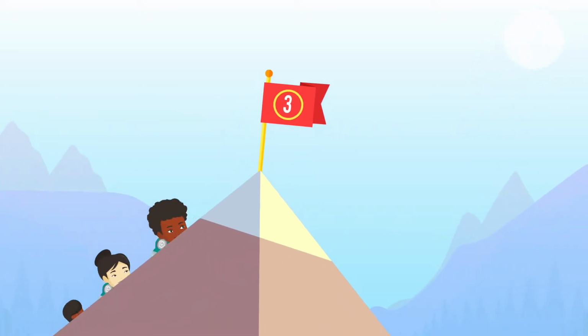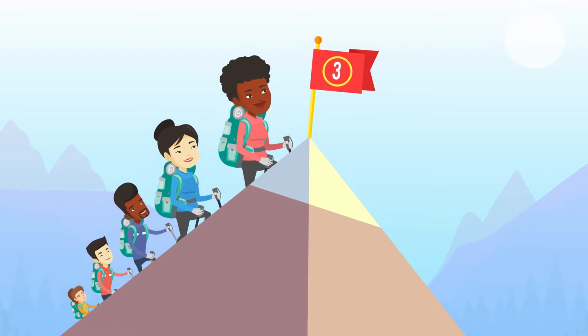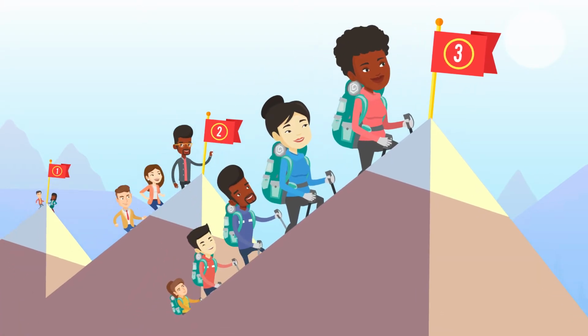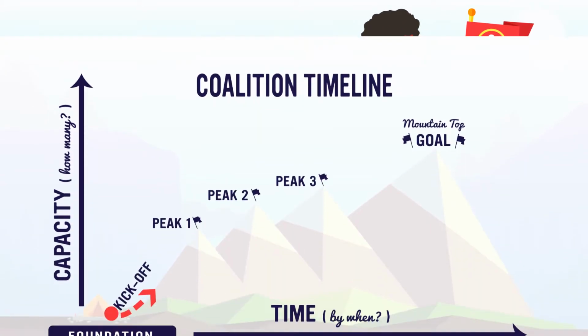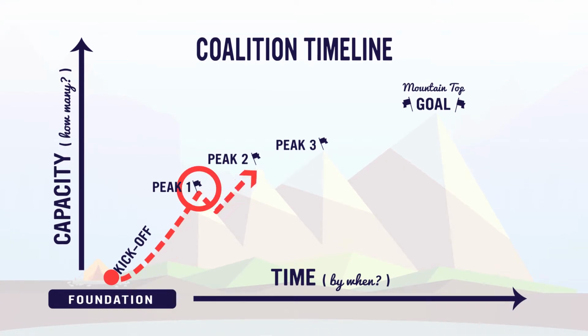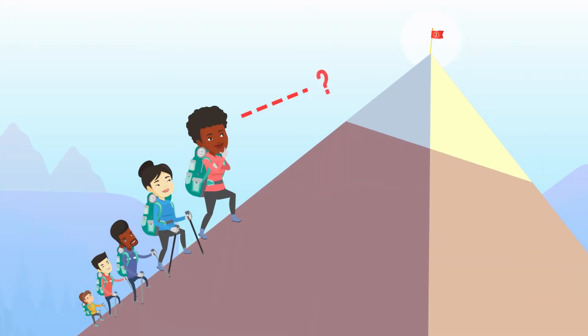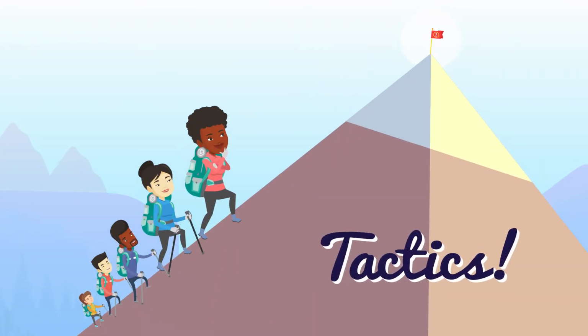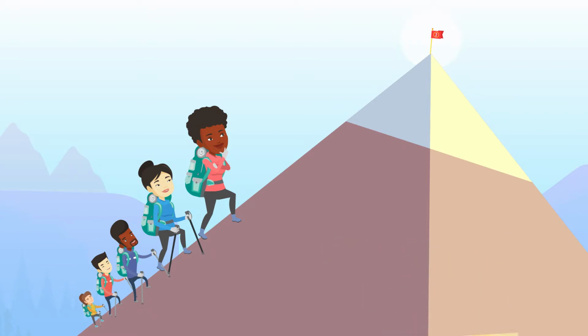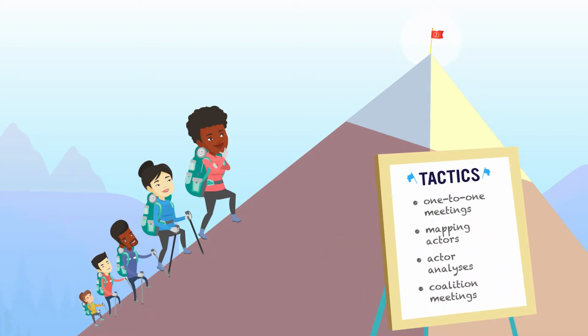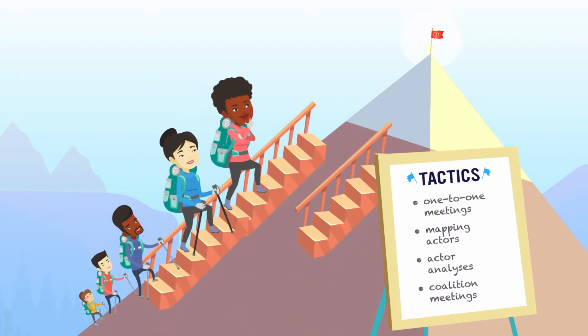Then come the peak goals. These achievements aren't just milestones. They are measurable goals that develop additional capacity to meet the next peak. Here, we generate strategic momentum by gathering more and more resources as we go. Now, how do we meet each peak goal? Tactics. Tactics are the specific activities we use to meet each peak goal. Think of tactics as the small, actionable steps you take to reach each goal.